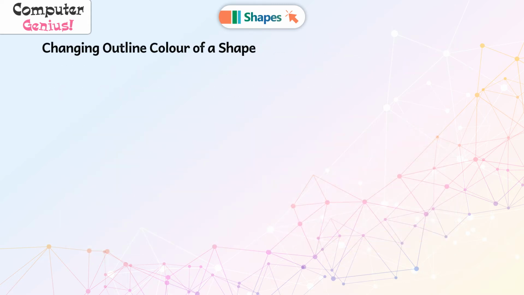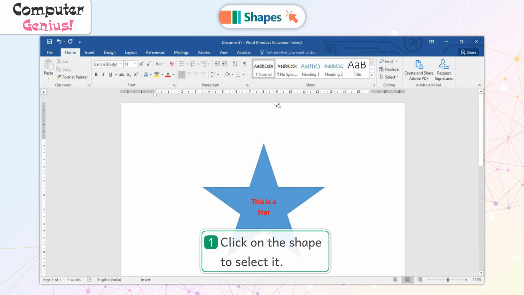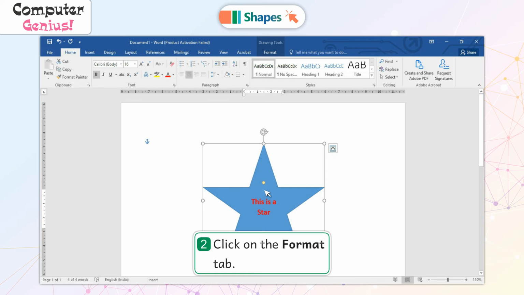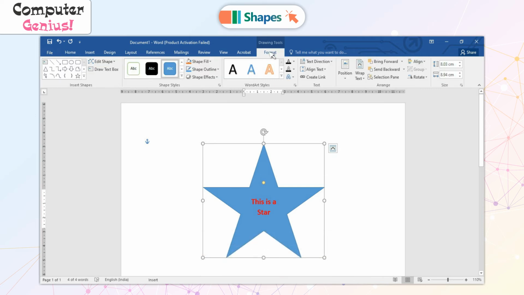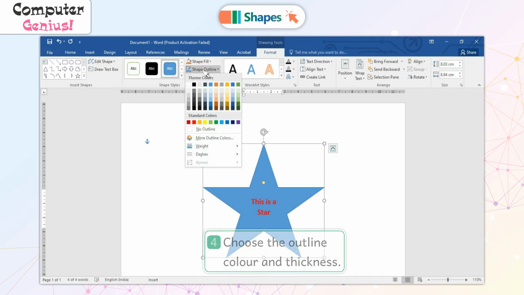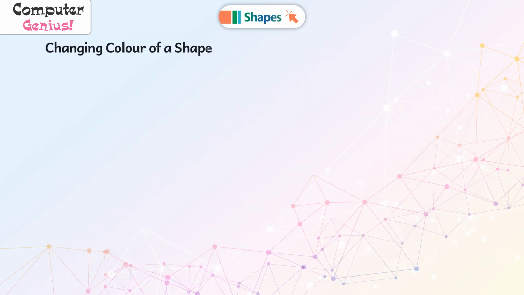Changing outline color of a shape. To change the outline color of a shape, follow the given steps. 1. Click on the shape to select it. 2. Click on the Format tab. 3. Click on the Shape Outline command. 4. Choose the outline color and thickness.